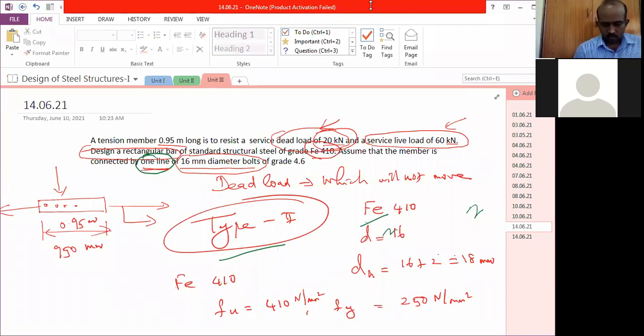Yes. So last class, what we discussed, I would like to read one more time. One member needs to be designed, and the length of the member is 950 mm. It is given. The dead load and live load are given as 20 and 60 kilonewton. They are asking the design of the tension member as a rectangular bar. The diameter used is a 16 mm diameter bolt, one line. Only a single line you have to use. That is the way we have to design.